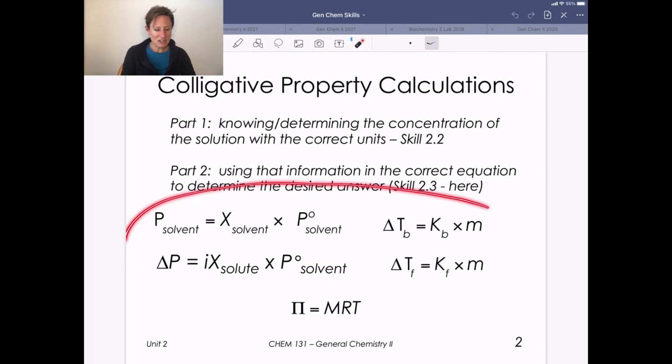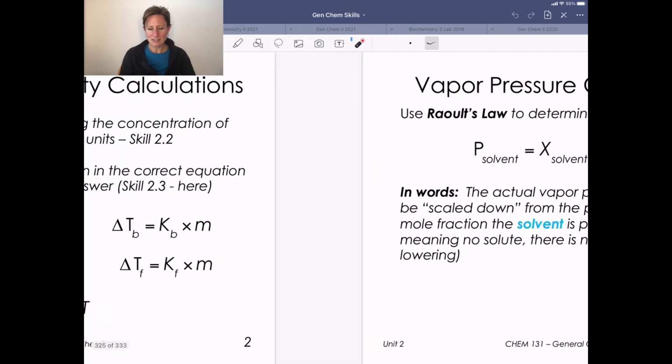And I know this looks like a giant alphabet soup right here, but these are the different colligative property equations that will be provided for you, but you need to know which one you're going to need to use. Just as a heads up, this is the one for boiling point elevation. This is the one for freezing point depression. Either one of these could be used for vapor pressure lowering, and this is the one for osmotic pressure generation. So you need to know which one to use, and I'm going to explain those on the next few slides.